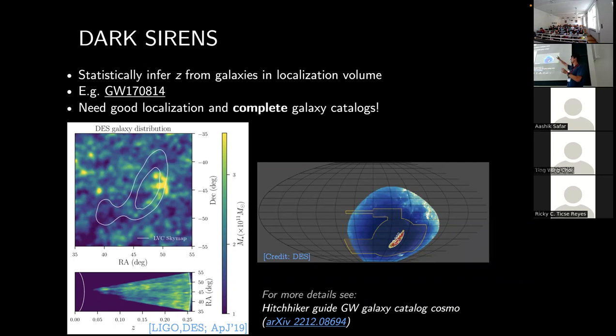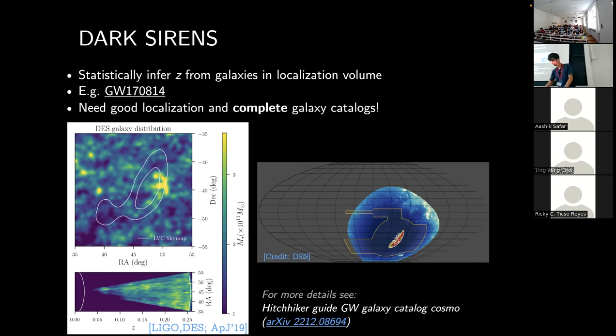Something to remember from this dark siren method is that something fundamental is that you need to understand well the completeness of your catalog. If you don't understand the completeness of your catalog, you can bias your measurement. So that's an important point.